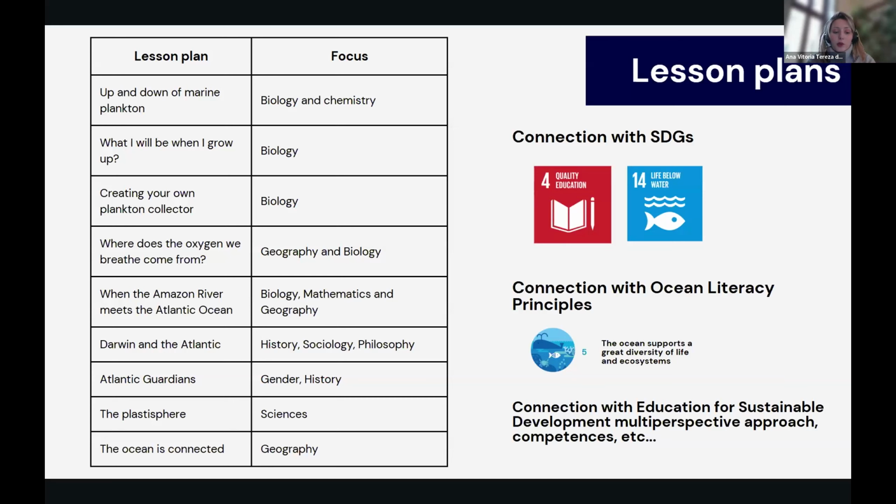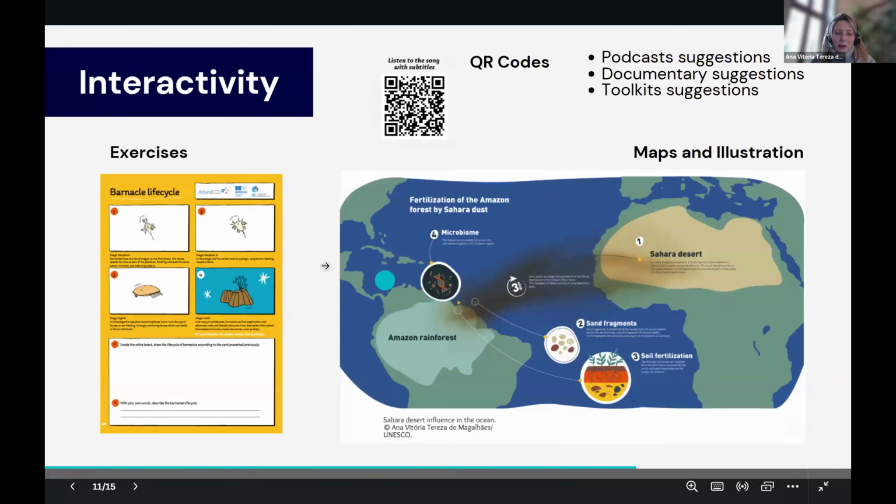And we have also others that can be connected to sciences, geography, and so you have a lot of multidisciplinary content here to work with your students. And the good news is also that we have a very interactive material.